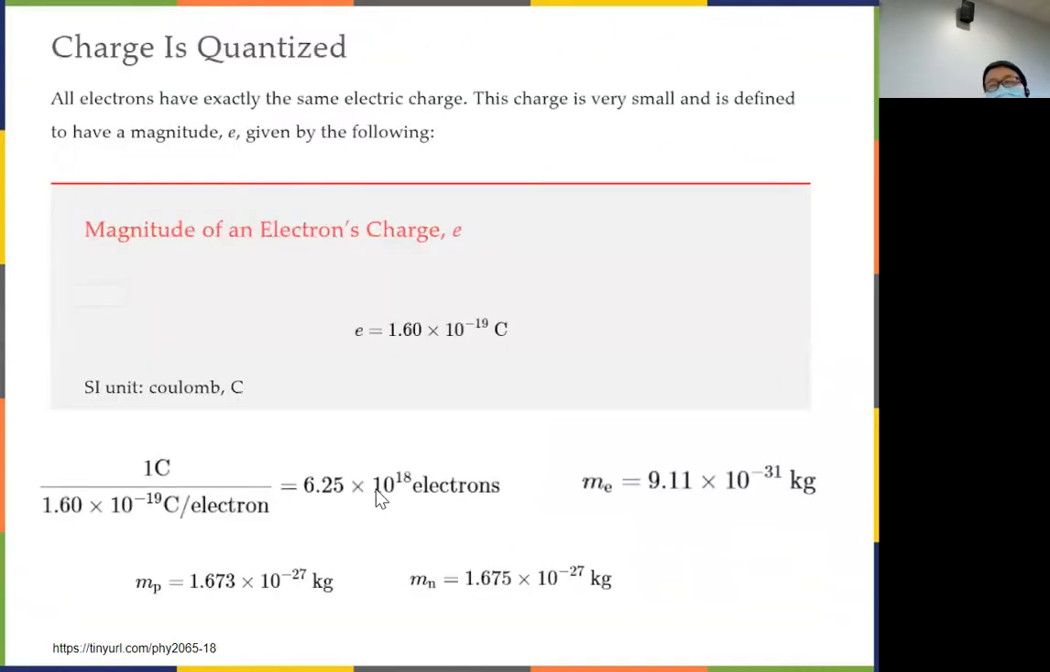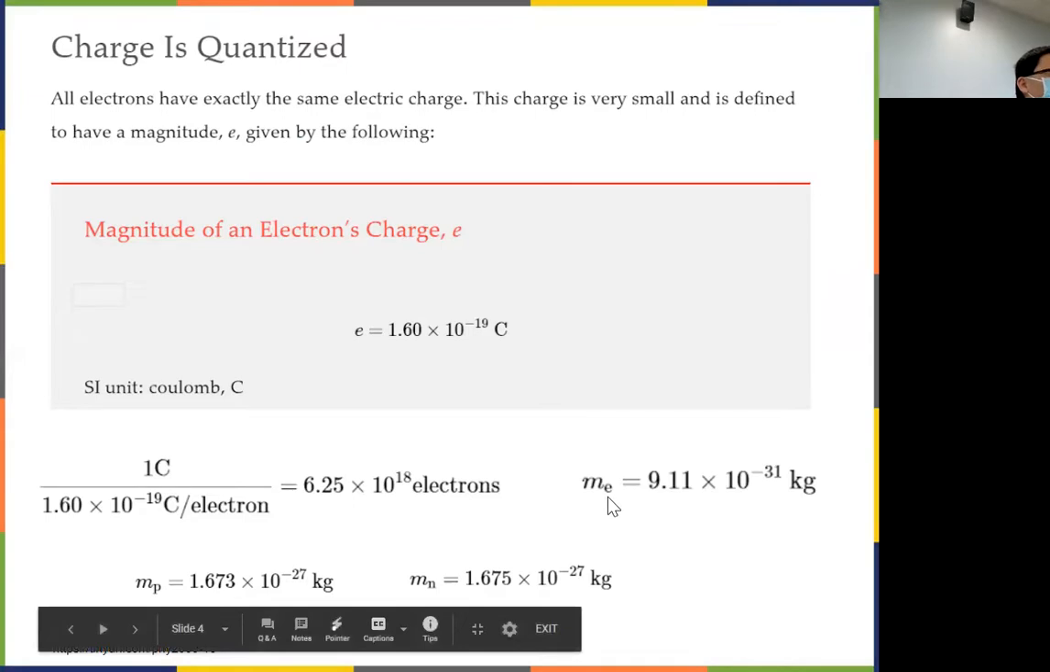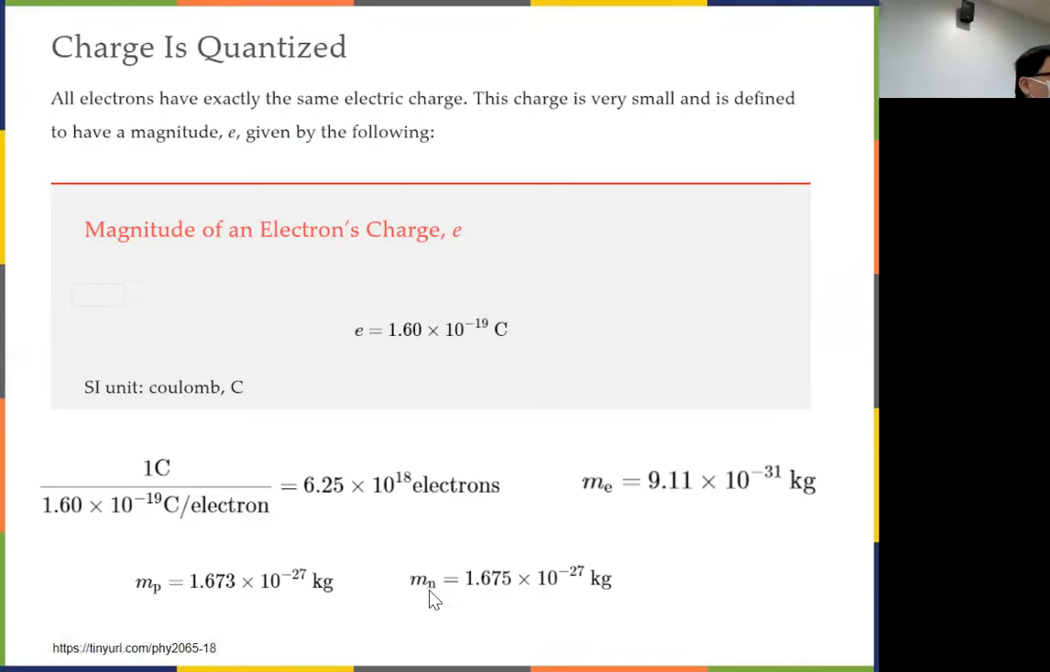Charge is not continuous; it's actually quantized. That means there is a smallest increment of charge: 1.6 times 10 to the negative 19 coulombs, which is the charge an electron or proton carries. Electron has negative charge, proton has positive charge. And a few fundamental numbers that you can look up are constants: the mass of the electron, the mass of the proton, and the mass of the neutron.